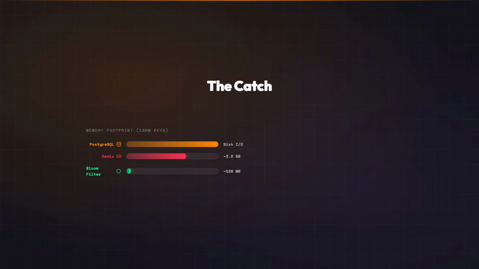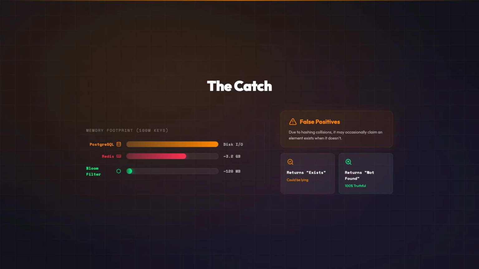Here's the catch. Bloom filters can have false positives. It might say, yes, this username exists, when it actually does not. But it will never say no when it does exist. One direction is always correct.